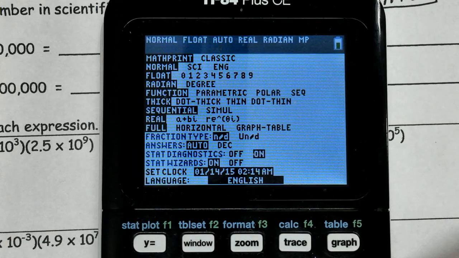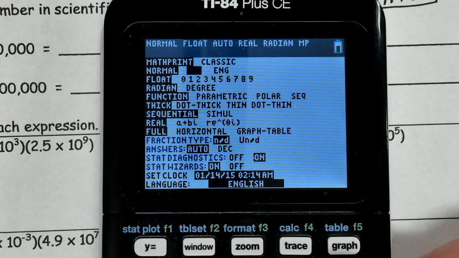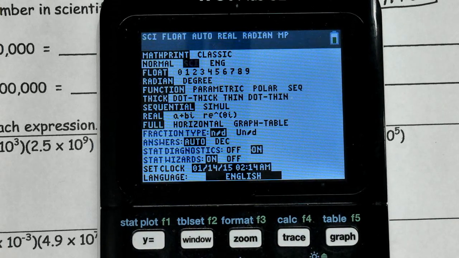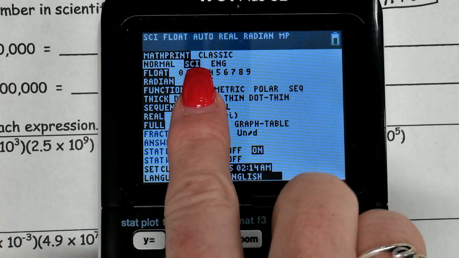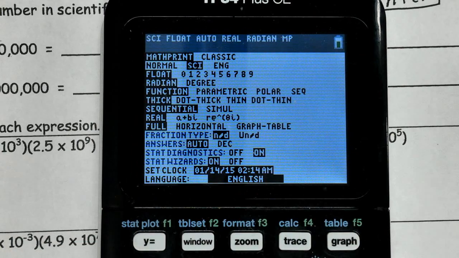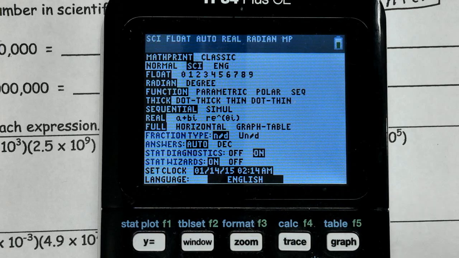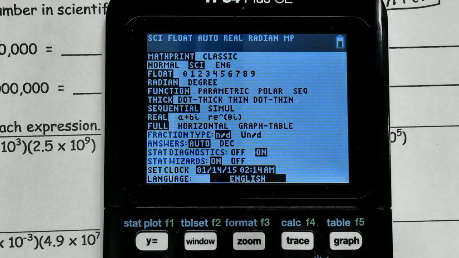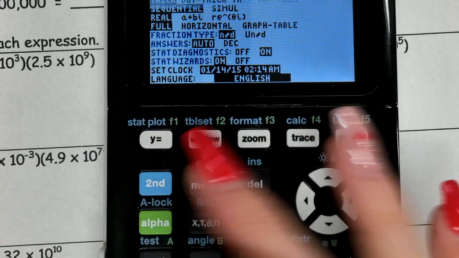Tab over to SCI. Now, right now, you haven't done anything. You have to hit enter. So hit enter. Now, normal is not highlighted, but SCI is. What we have told our calculator is to give us every answer in scientific notation mode. Okay, so go back to your home screen by hitting second quit, which is second mode.